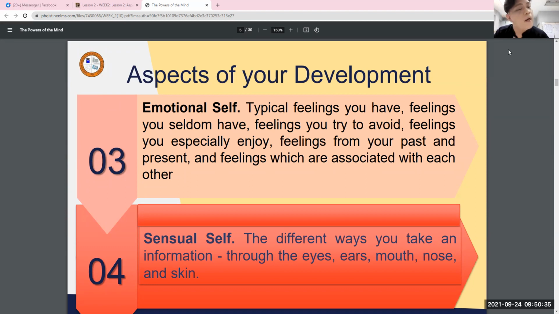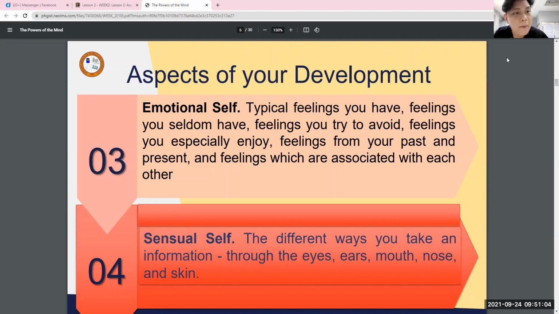Feelings that you are enjoying, that is your emotional self. Feelings from your past and from present. Feelings na nasasaktan ka, feelings na masaya ka, feelings na feeling mo you already had your comfort zone. Okay, that is your emotional aspect that could be developed, 'di ba?